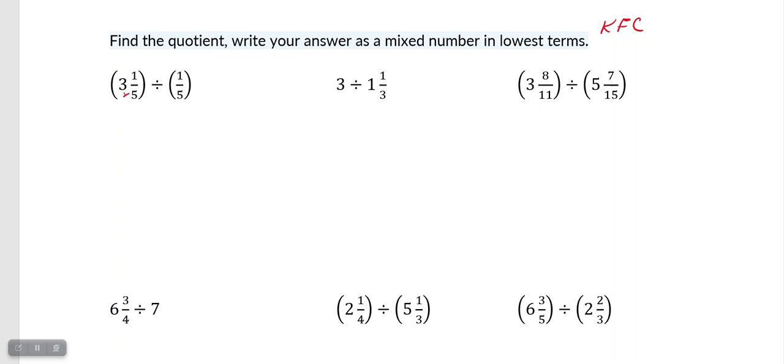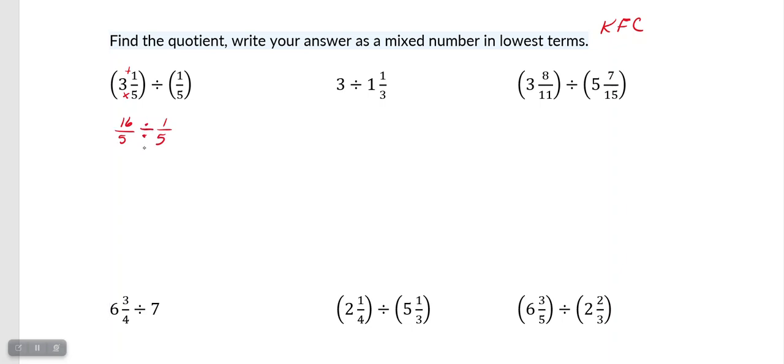I'm going to remember you do your denominator times your whole number plus your numerator. So 5 times 3 is 15. Plus 1 is 16, so I have 16 over 5, divided by 1/5, which doesn't need to be converted because it's a proper fraction. It's not a mixed number.